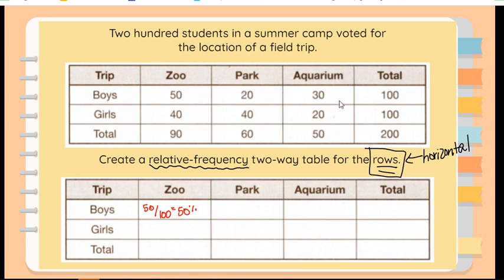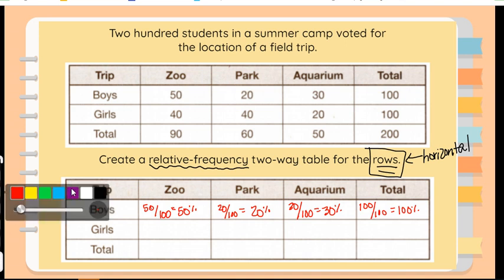Park, we have 20 out of 100, so that's my fraction. So that's 20%. Aquarium, I have 30 out of 100, so that's 30%. And my total would be 100 out of 100, which is 100%.